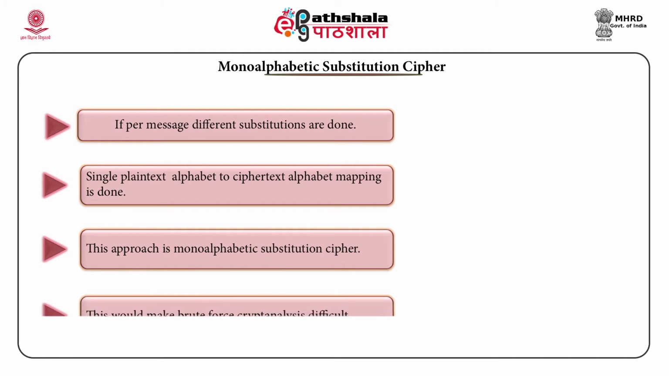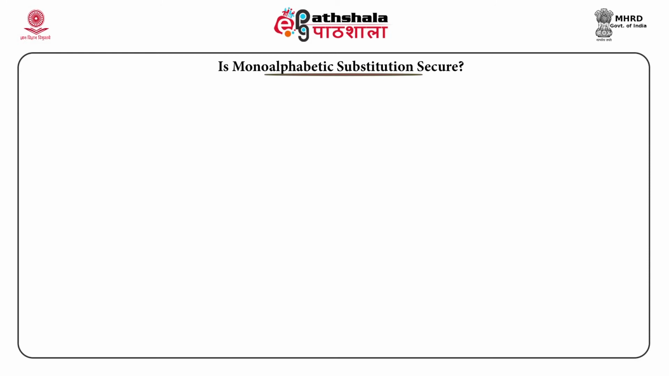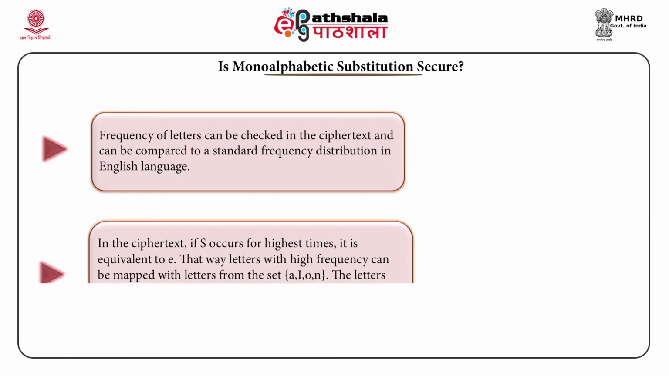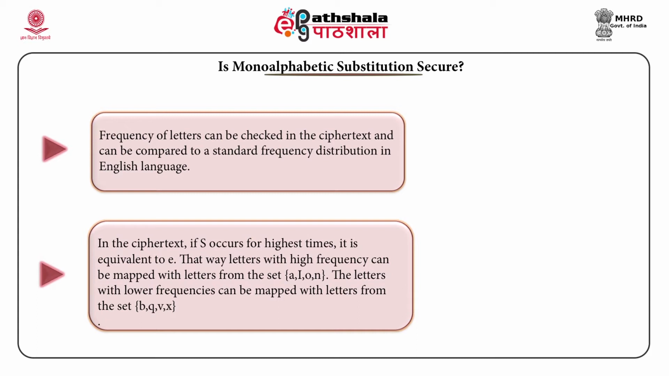Why monoalphabetic substitution? Because it makes brute force analysis difficult, because every time we use a different key for the substitution. Is monoalphabetic substitution secure? No. Frequency of letters can be checked in the ciphertext, and compared to the frequency distribution in the English language. For example, if S occurs the highest number of times in our ciphertext, then it is equivalent to E.